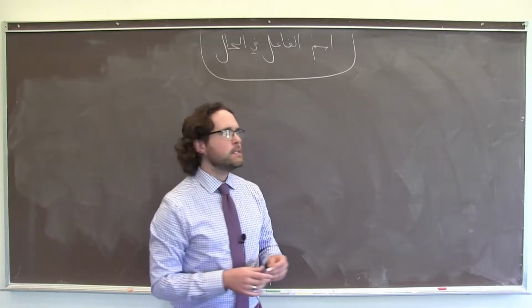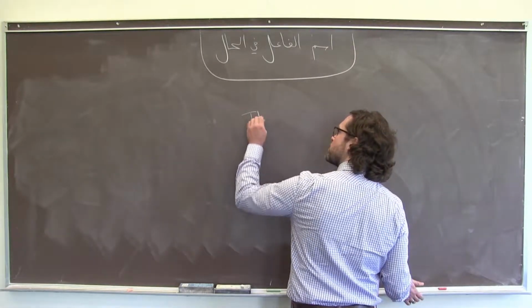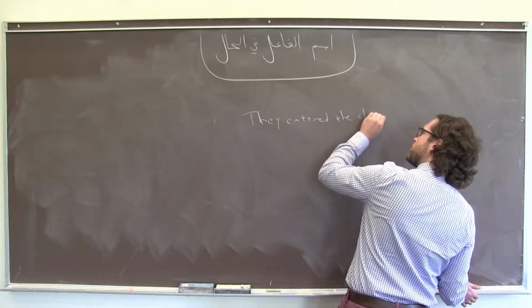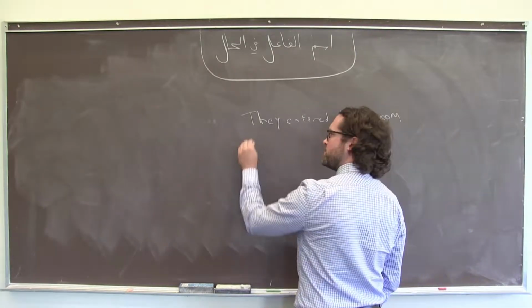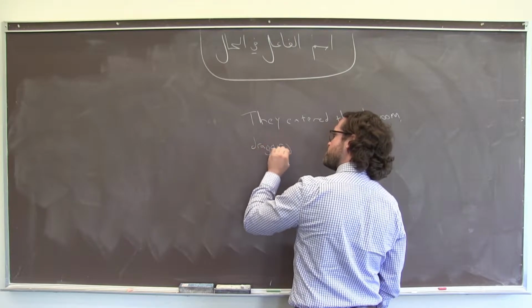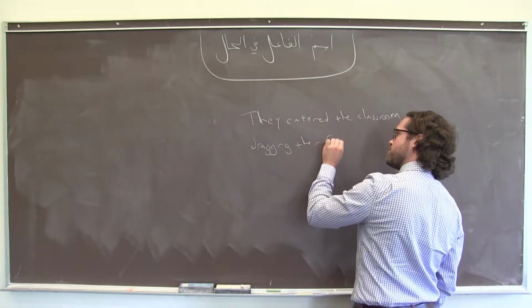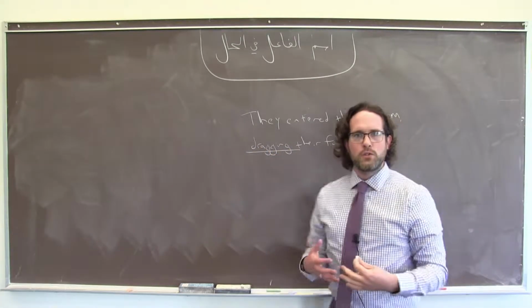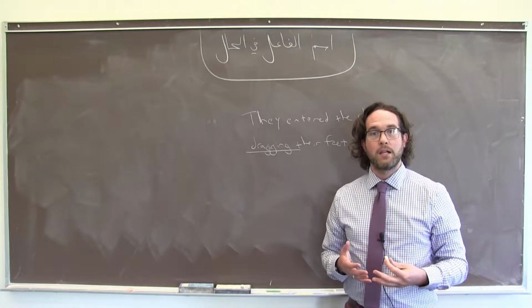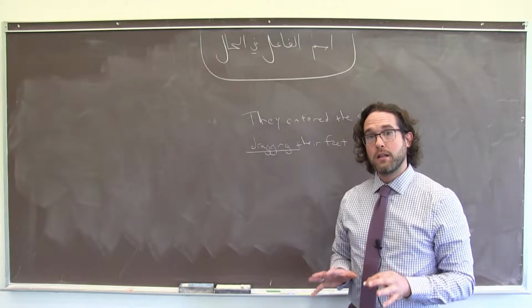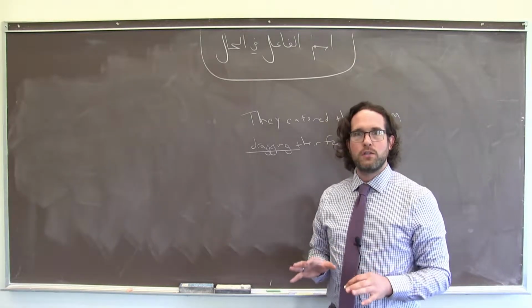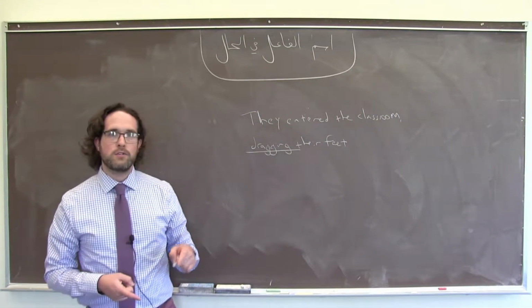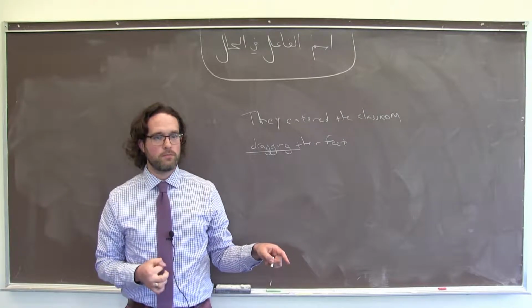So if I wanted to say, they entered the classroom dragging their feet or rubbing their eyes. That is what we're trying to express when we use a حال clause. There are several ways of constructing a حال clause. Right now, we're going to be focusing on using اسم الفاعل. If you'd like a refresher on how to construct اسم الفاعل, there's another video that you can go and look at if you'd like some review.